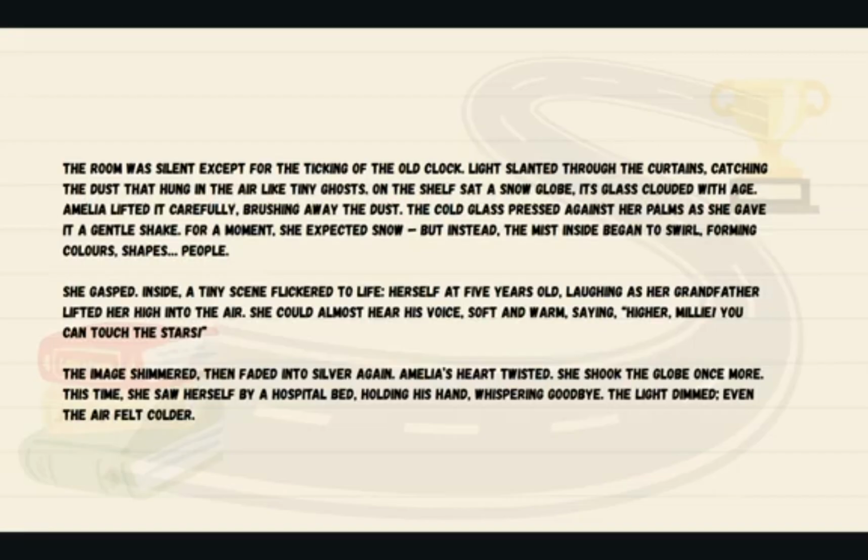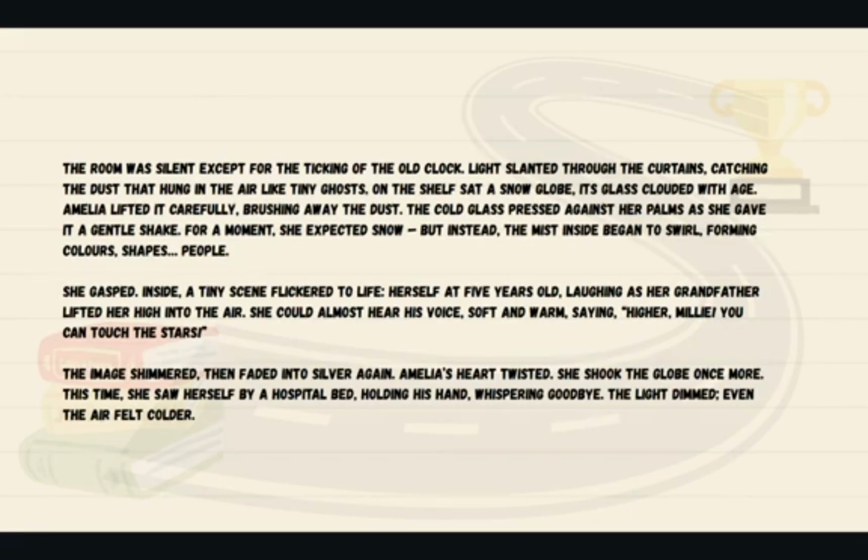She gasped. Inside, a tiny scene flickered to life, herself at 5 years old, laughing as her grandfather lifted her high into the air. She could almost hear his voice, soft and warm, saying, "Hiya, Millie, you can touch the stars." The image shimmered, then faded into silver again. Amelia's heart twisted. She shook the globe once more.